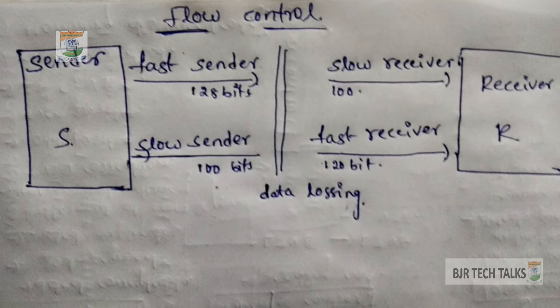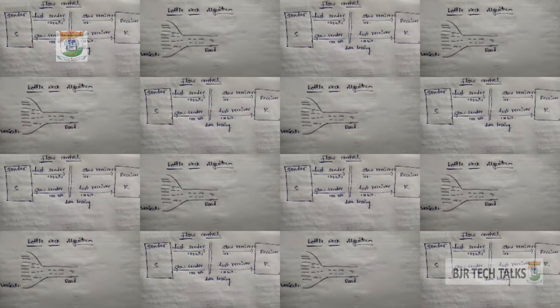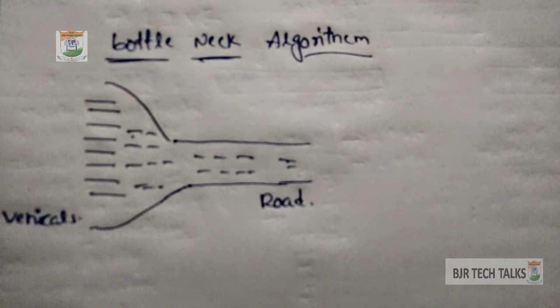In these cases, both sender and receiver work on the same path and at the same speed. There is no loss of data. The congestion control algorithm is used for handling overflow and underflow of data. This is the bottleneck algorithm.